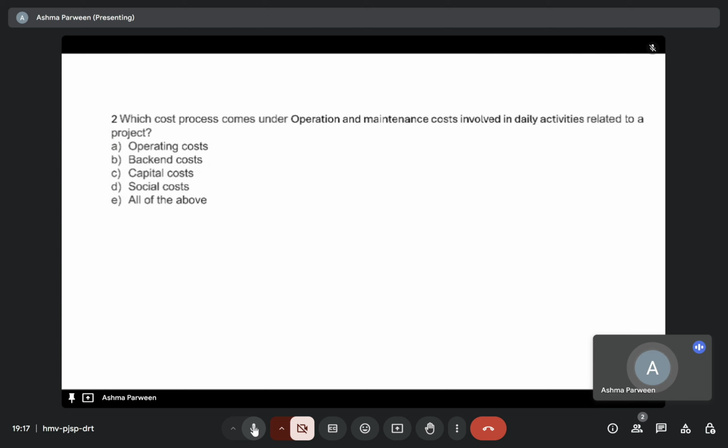So the question is, which cost processes come under operation and maintenance cost involved in daily activities related to a project? A, operating cost, B, back-end cost, C, capital cost, D, social cost, or E, all of the above. So again, I will give you all 2 minutes. Just take your time, write the option in the chat box, and then we will discuss which one is the correct.